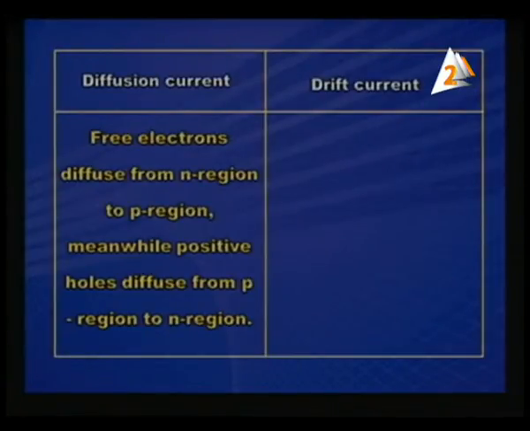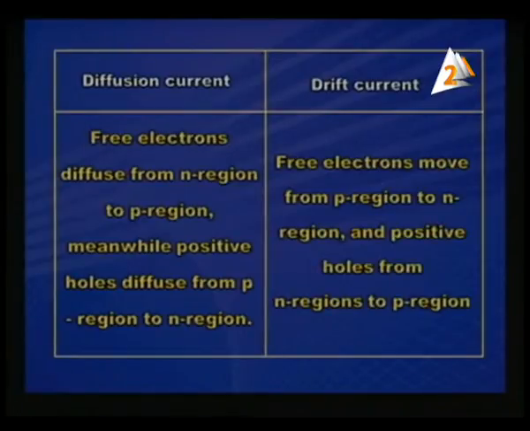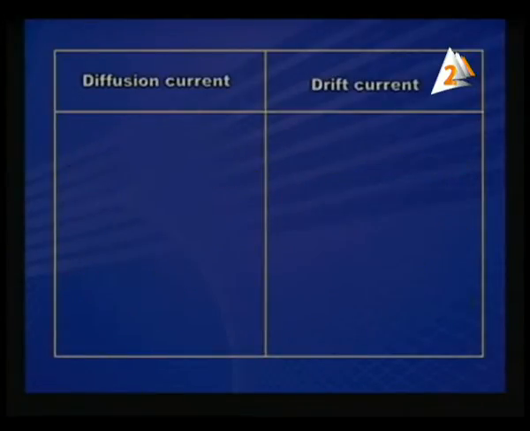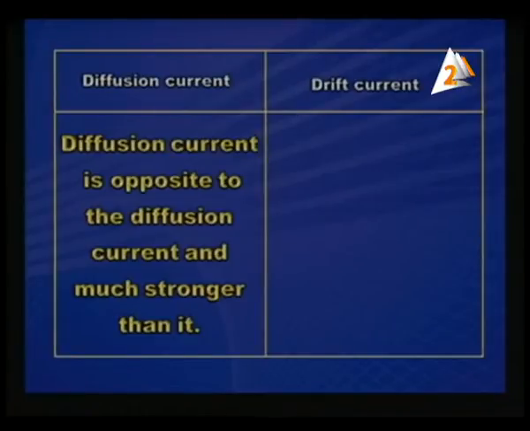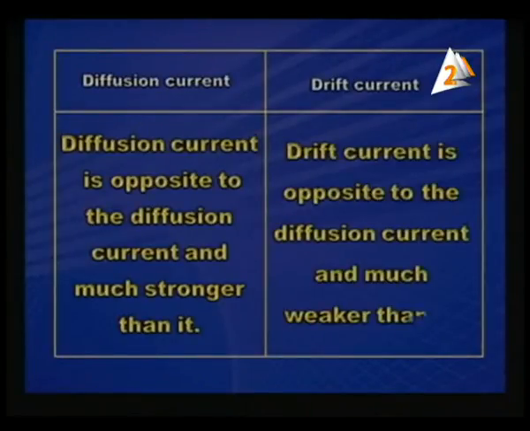And what about drift current? Free electrons move from p region to n region, and positive holes from n region to p region. Diffusion current is opposite to the drift current and much stronger than it. Drift current is opposite, of course, to diffusion and much weaker than it.